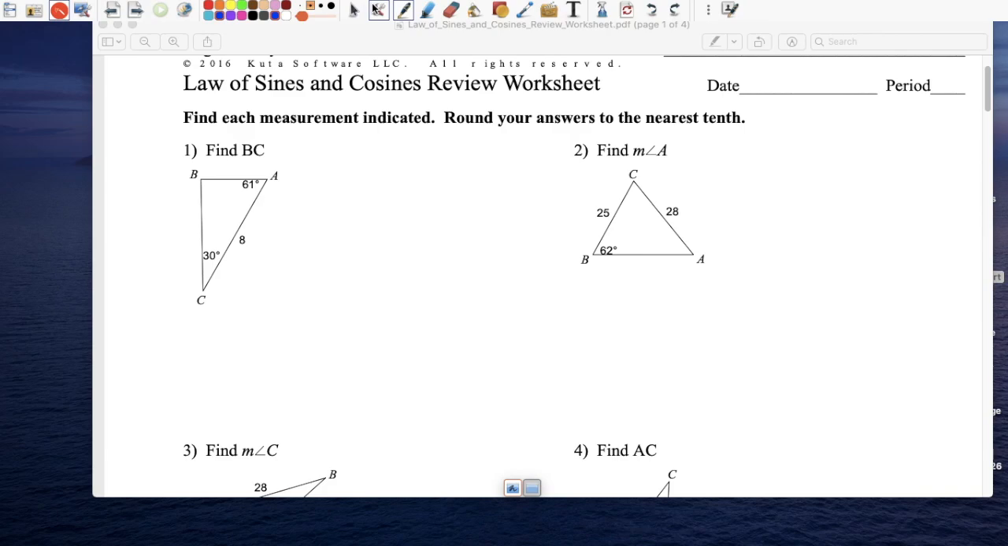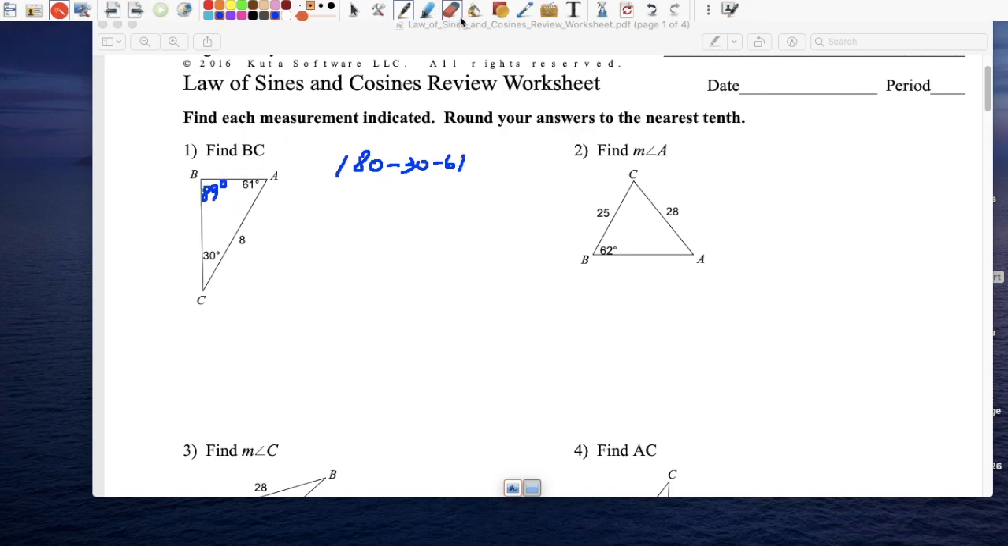Well, first thing here is I have 2 angles. If I have 2 angles in the triangle, I can find this angle over here, right? Angle B. So that would be 180 minus 30 minus 61, right? 180 minus 30 minus 61. That's gonna give us 89. So I'm gonna write 89 degrees.